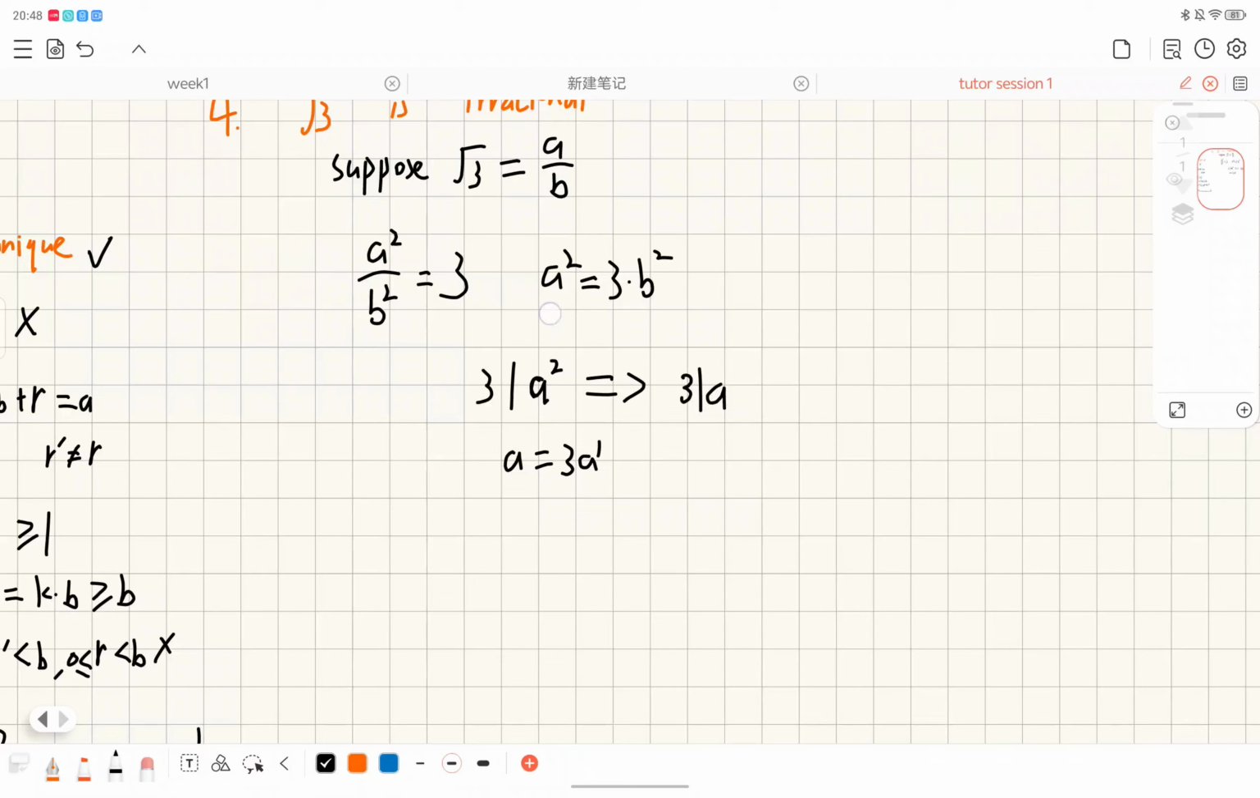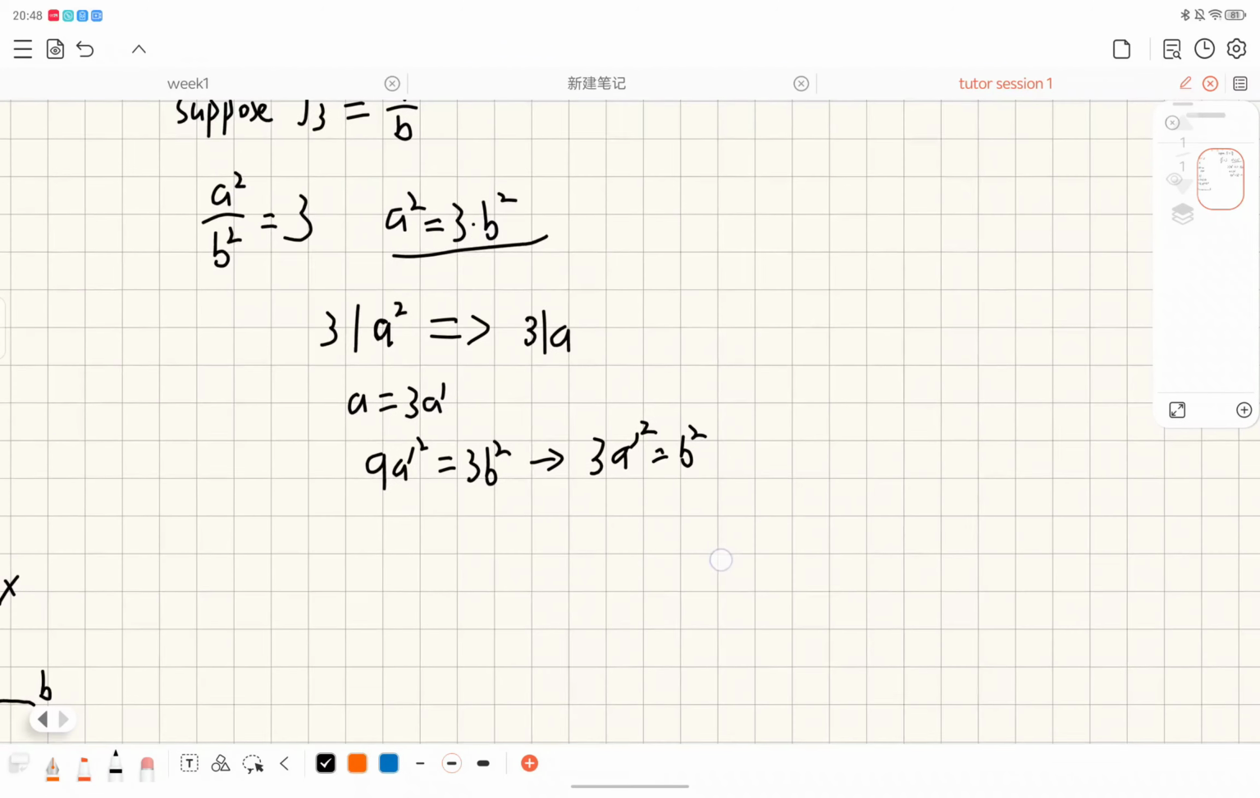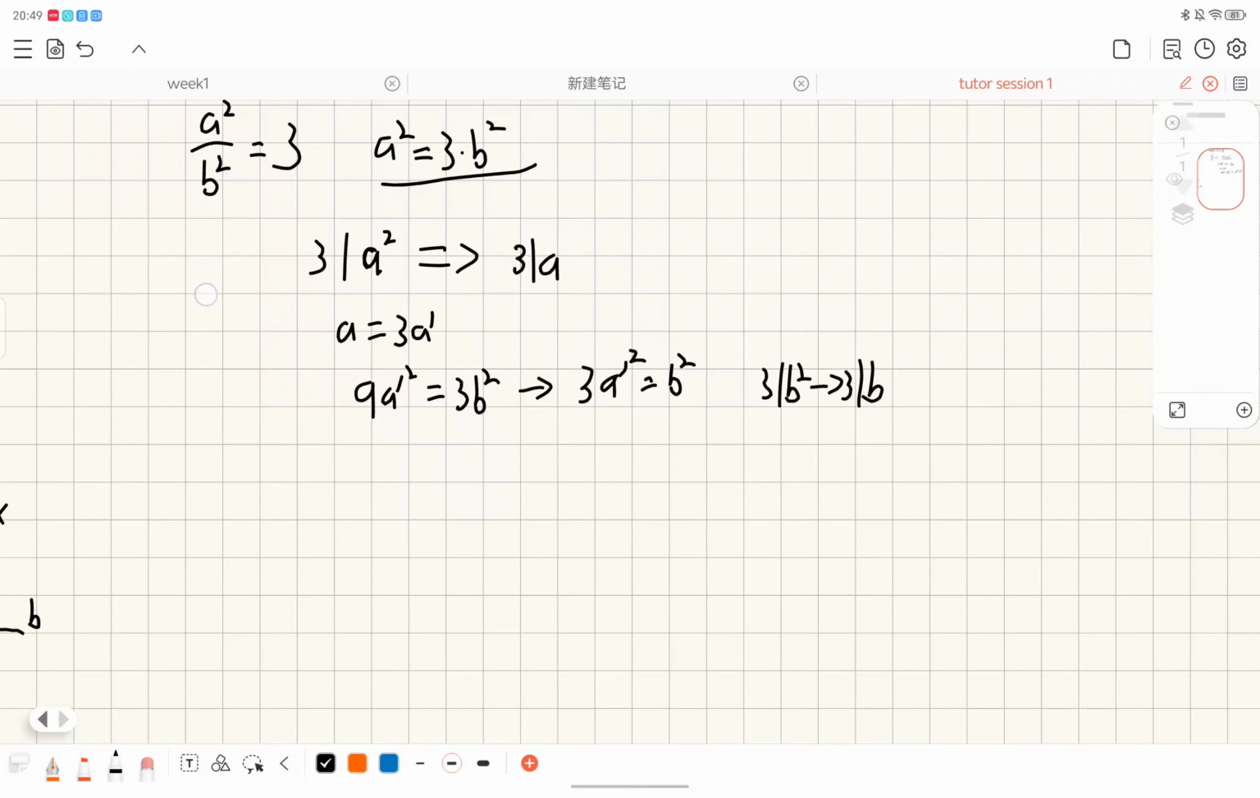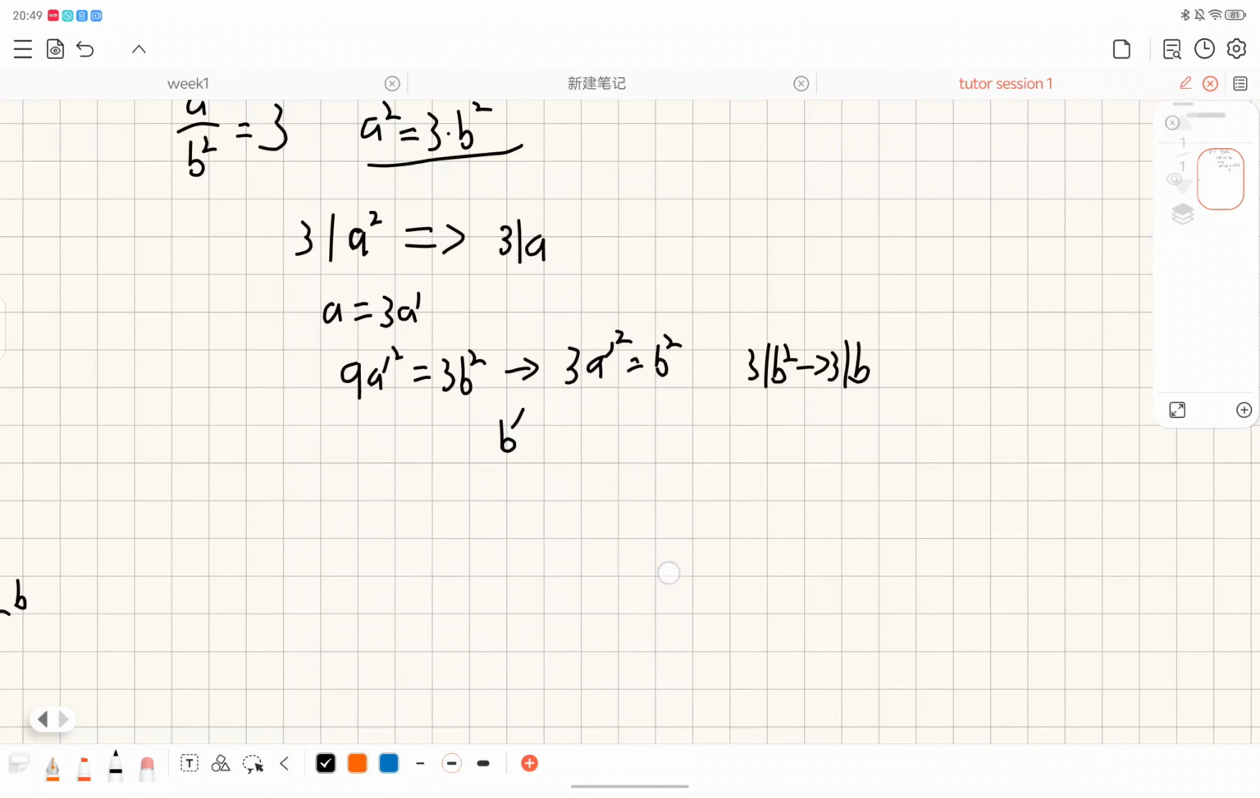From this equation, we can write 9A' square equals 3B square. And then we know that 3A' square equals B square, just by dividing 3 from both sides. Then we know that 3 is also a factor of B square, so we know that 3 is a factor of B. And so we can get some B', such that 3B' equals B.